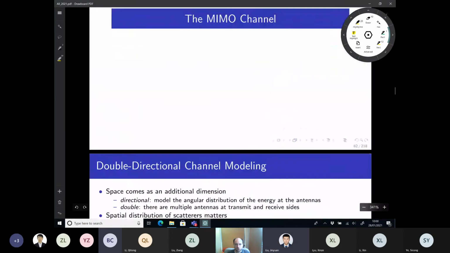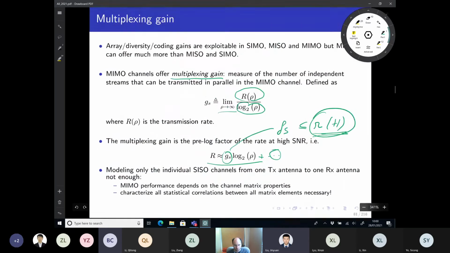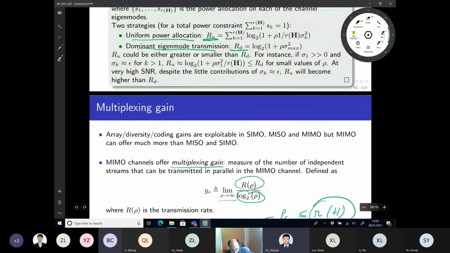Right. Any questions so far? Yeah. Sorry, Professor Bono, I have a quick question about the multiplexing gain. Are we talking about the same thing as degrees of freedom? Yes. So multiplexing gain and degrees of freedom are the same thing.